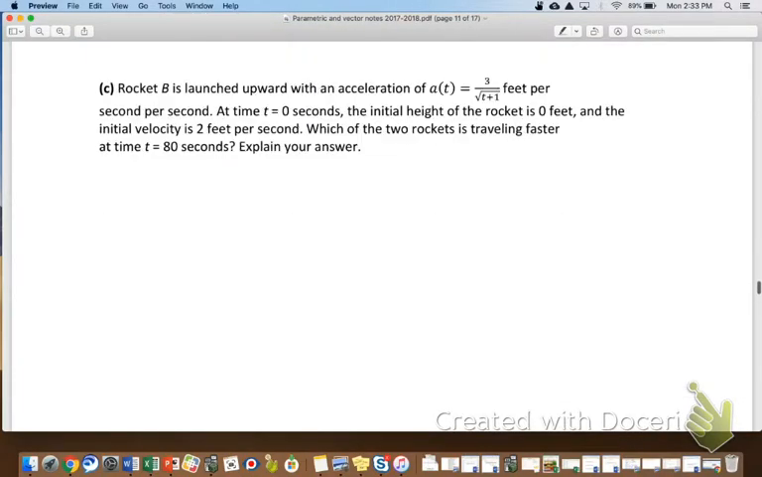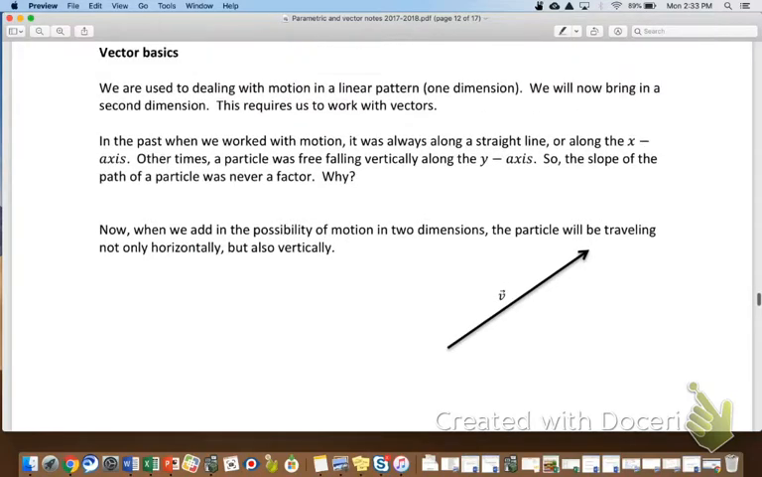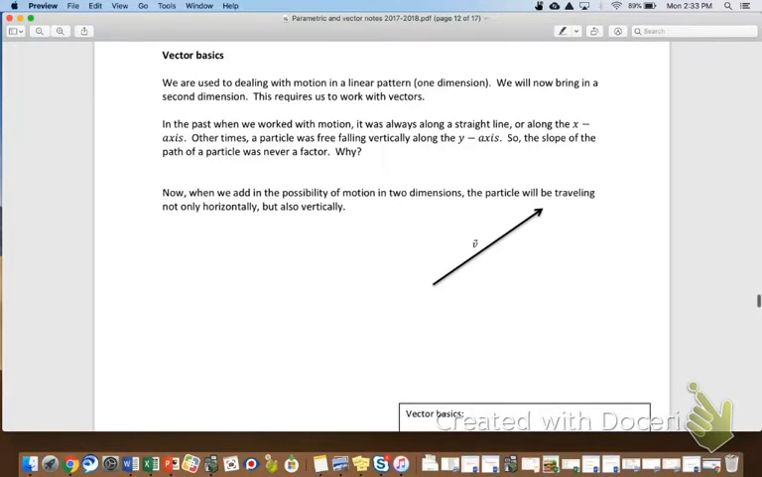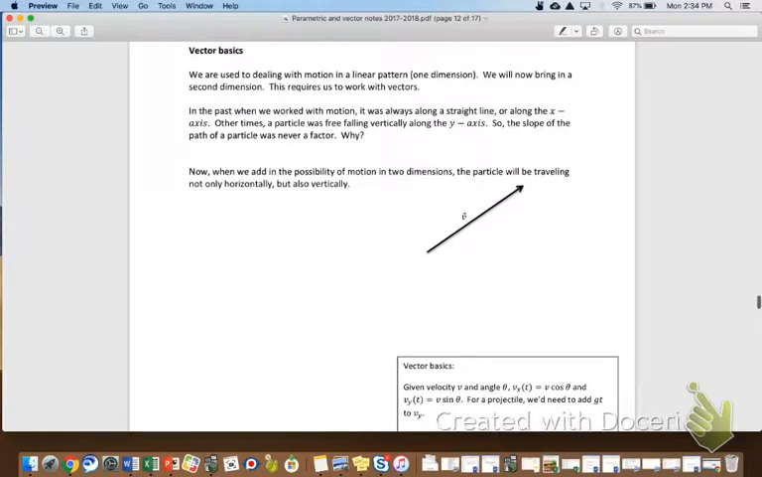Whoops. So you got to fast forward a little bit to vector basics. You don't like the exam part again? Yeah, I feel like it was supposed to be a surprise, and I didn't mean to tell everybody.